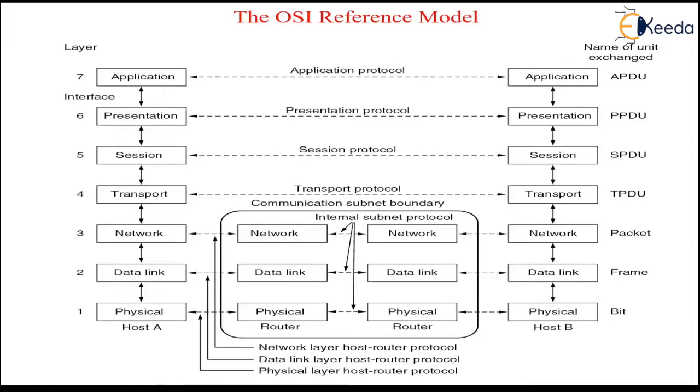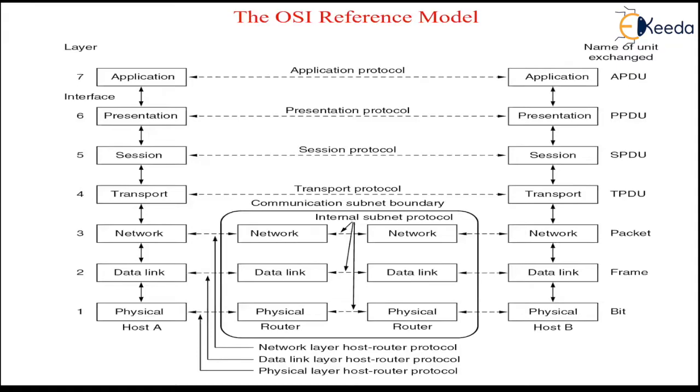Then flow control mechanism. If the rate at which the data are absorbed by the receiver is less than the rate at which the data are produced in the sender, then the data link layer imposes a flow control mechanism.